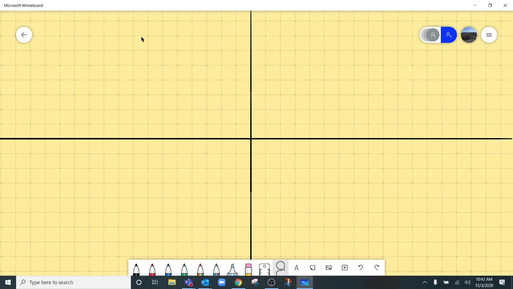It has nicer pens and I can draw straight lines because I have a ruler. However, the video editing is not as nice, and so that's why I generally don't use this. But we're going to use it because we're going to do some graphing.